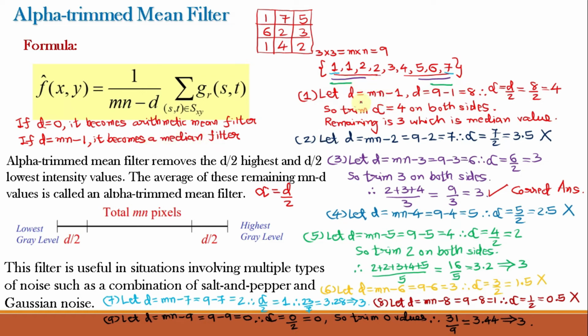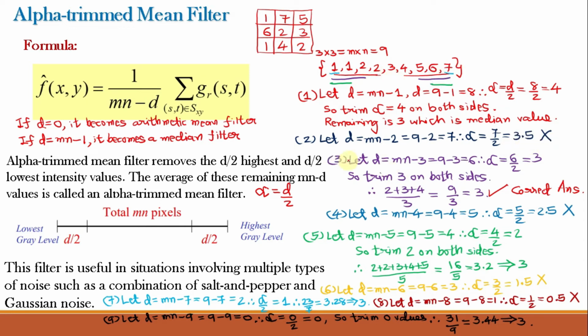But we do not want to only remove the salt and pepper noise or only the Gaussian noise. We want the intermediate combination. Okay, so let us choose d is equal to mn minus 2. So it will become 9 minus 2 which is equal to 7, and alpha will be equal to 7 by 2 which is equal to 3.5, which is not a valid choice. Why? Because you cannot remove 3.5 values on both the sides. It should be an integer number, right?